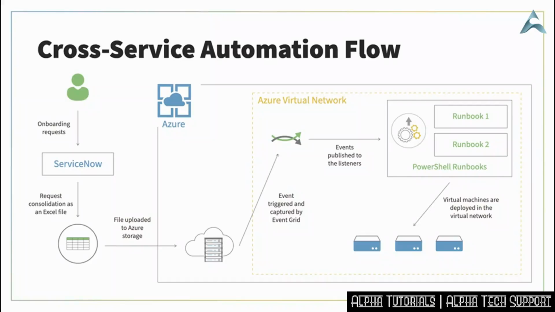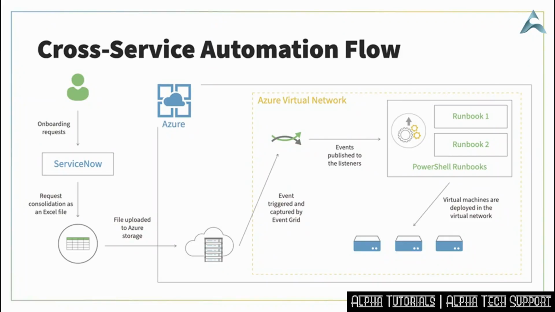All the requests are consolidated by the service desk personnel in an Excel file, which is uploaded to the Azure storage account. After the file has been uploaded to the storage blob container, an event is triggered and the associated Event Grid publishes a notification to the subscribers of the event. Here, Azure Automation listens to the event as a subscriber from the storage account and kicks off the first runbook, which initiates the process of reading the Excel sheet, one record at a time.